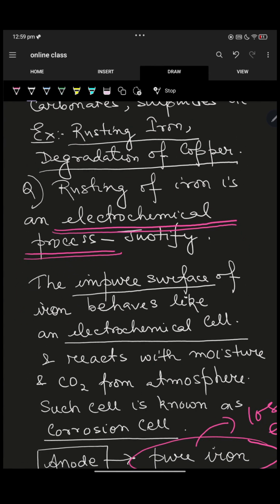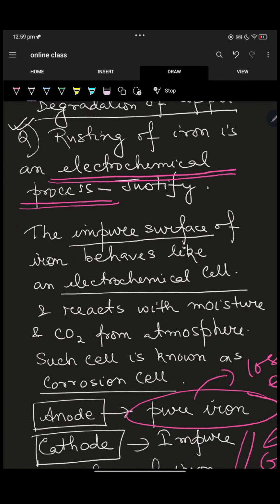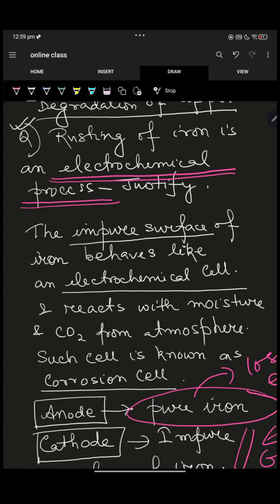Now, this is an important question that is asked in most of the exams. Rusting of iron, do you believe it to be an electrochemical process? You have to justify your answer. Obviously, if it is an electrochemical process, that means there should be a redox reaction occurring. Somewhere there should be an oxidation and somewhere there should be a reduction occurring.